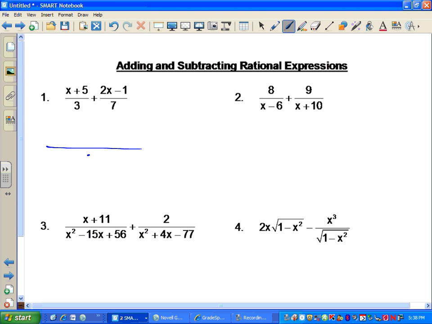The common denominator here would be 21. In this first fraction, I would have to multiply the 3 times the 7 to get 21, so I must do that to the top. I'm going to record it down here. Plus, the second fraction would have to be multiplied by 3, so I have to multiply the top by 3. So there we go. Now we have common denominators and we're allowed to add our numerators. I'm going to distribute.